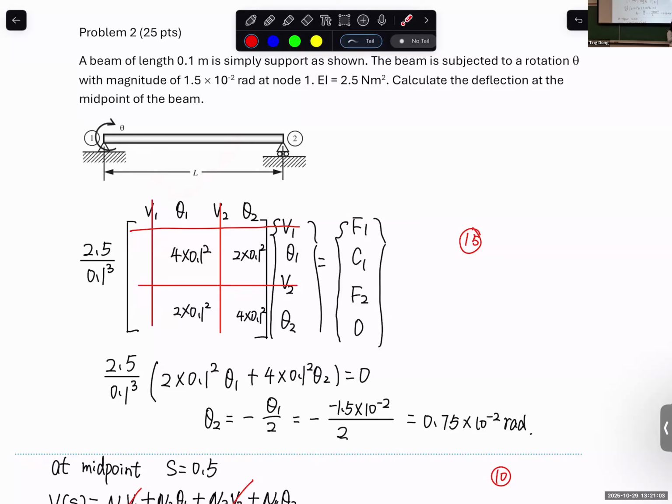It's one element and one KQ equals F, and the K is given, right? KQ equal to F is the only way for solving unknown degrees of freedom in FEA. Yeah.